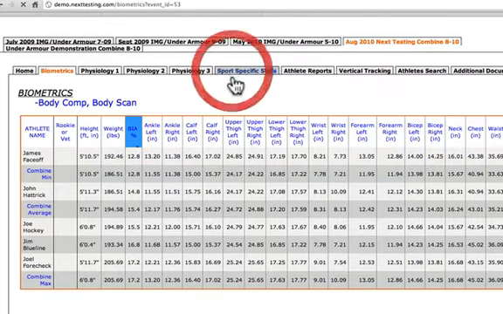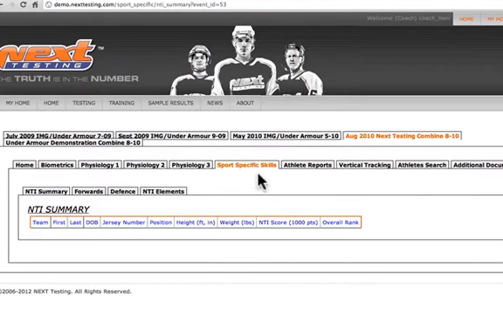So going back, this is the sport specific skills, in our case, the skating results. So the Nexttesting index, for the forwards, for the defense, the NTI, but as you can tell, this event did not involve any skating results. So we go onward to the athletes report.